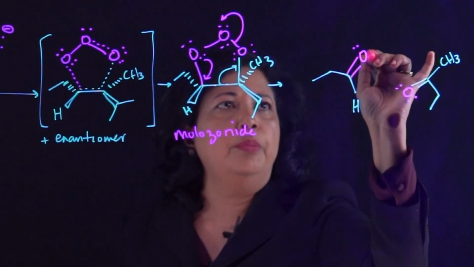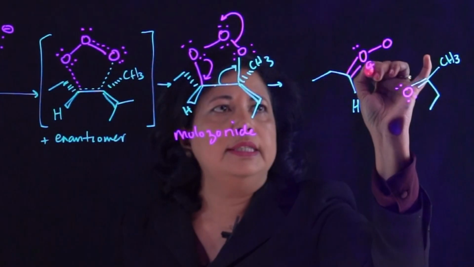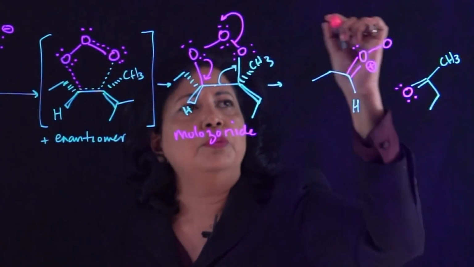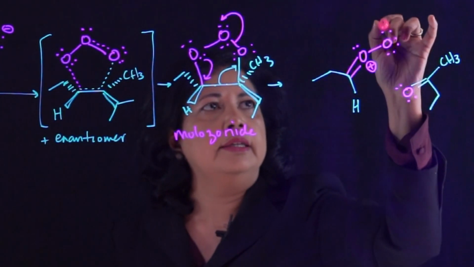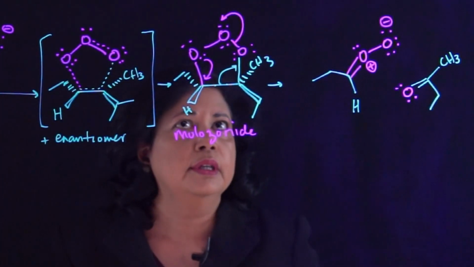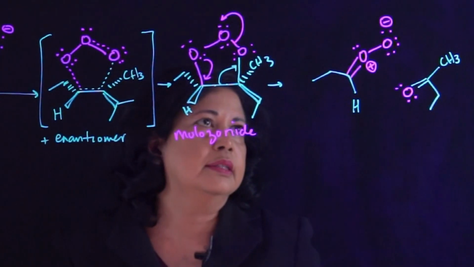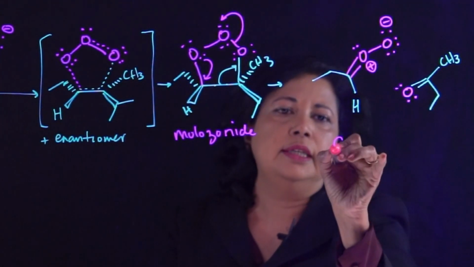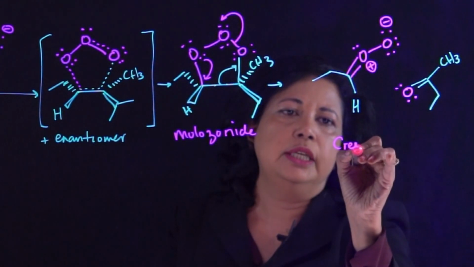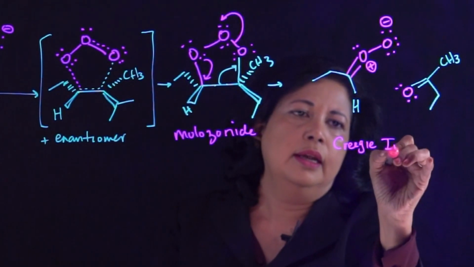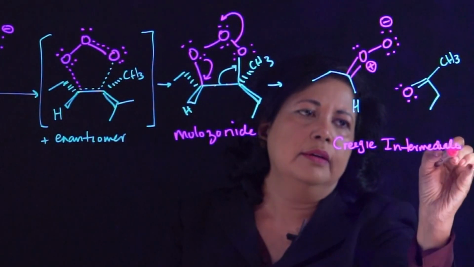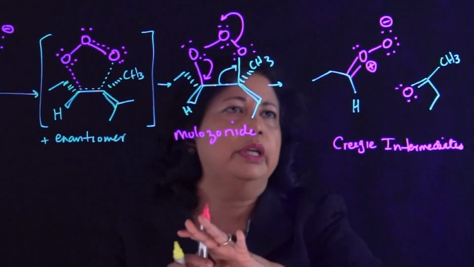You lost a lone pair, and so you're positive here. And when this moves over, you have three lone pairs here. That's a negative. So here is a situation where you have two molecules. These are called Criegee intermediates. Now, these intermediates will instantly rearrange.